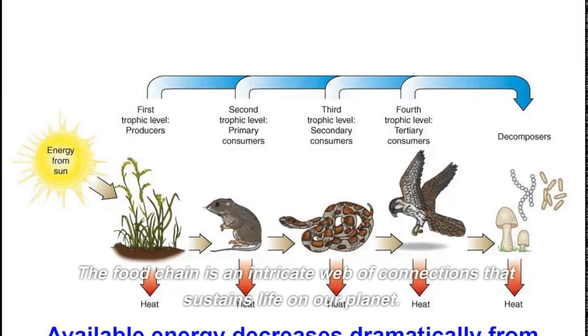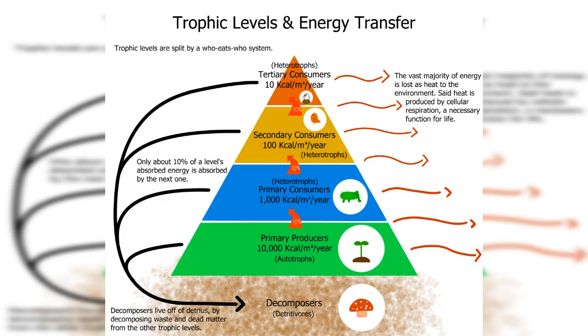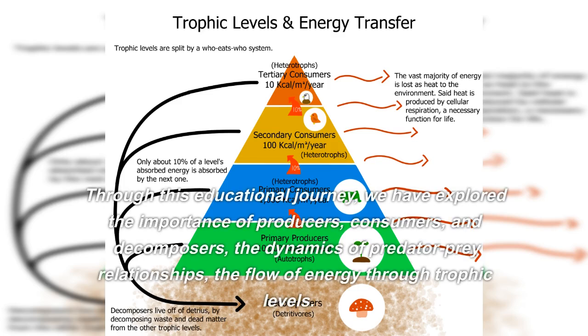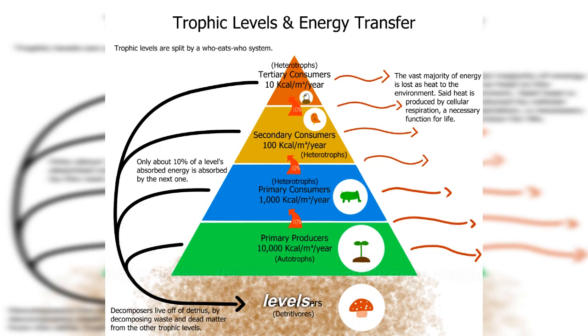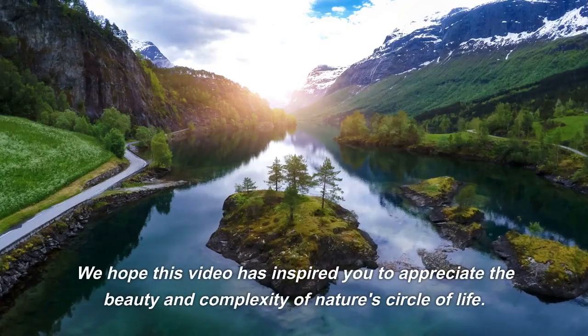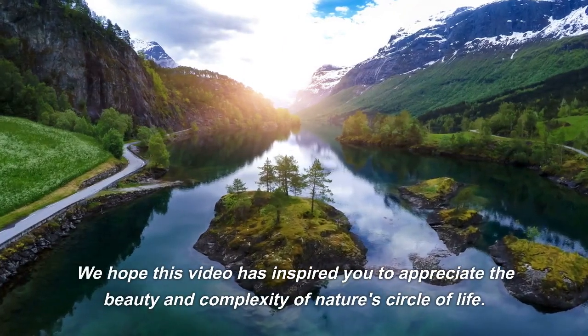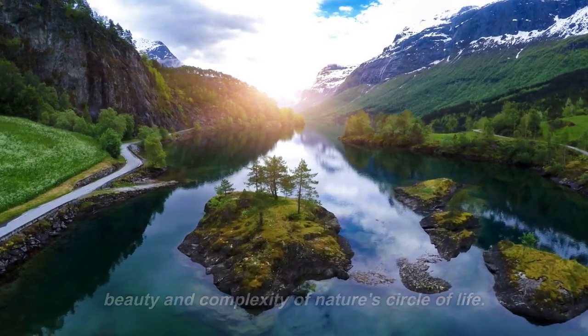Conclusion: the food chain is an intricate web of connections that sustains life on our planet. Through this educational journey, we have explored the importance of producers, consumers, and decomposers, the dynamics of predator-prey relationships, and the flow of energy through trophic levels. We hope this video has inspired you to appreciate the beauty and complexity of nature's circle of life.